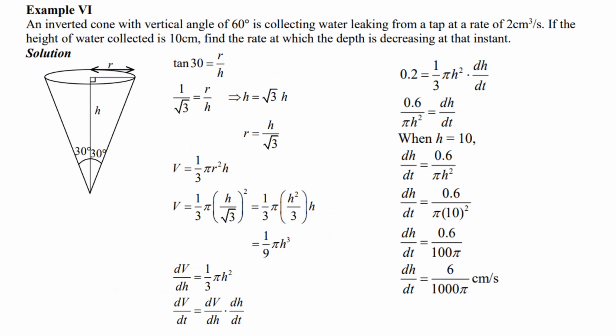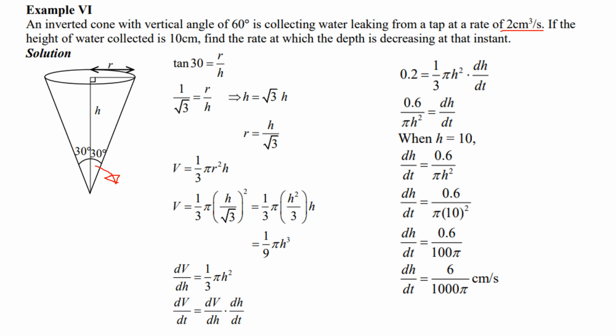Now looking at the next example, we are saying that an inverted cone with a vertical angle of 60 degrees, just like I said, whenever you're given vertical angles, you divide it by 2, so that you can get one right-angled triangle within the cone. And it's collecting water, and you are given dv/dt. So dv/dt is equal to 2 centimeters cubed per second.